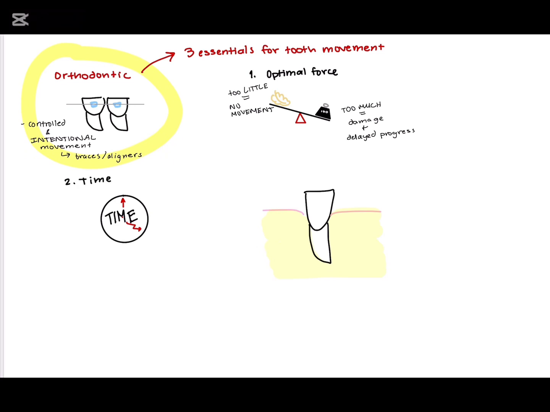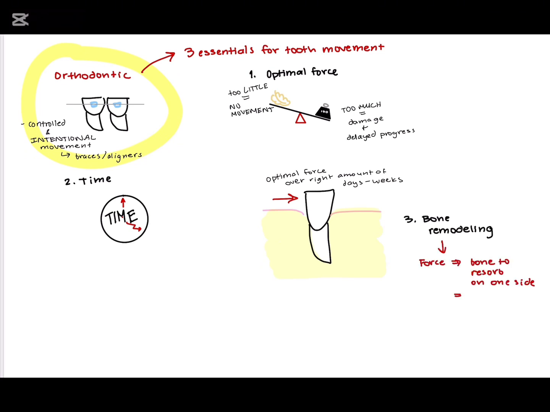And the second condition is time. So we need the optimal amount of force over a sufficient amount of time. This force has to be applied continuously over days or weeks in order to activate the biological process. The third condition is bone remodeling. The tooth will not move unless the bone is resorbed on one side and rebuilt on the other due to the force.